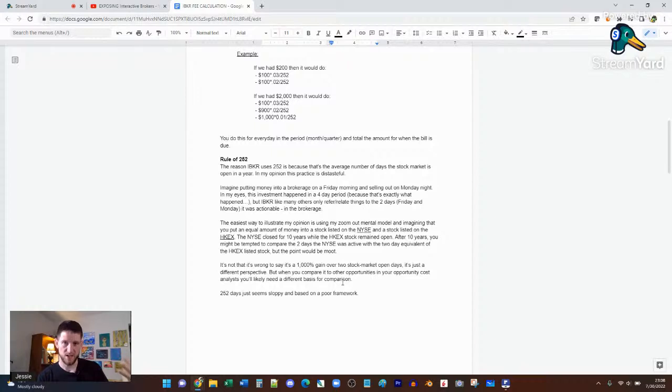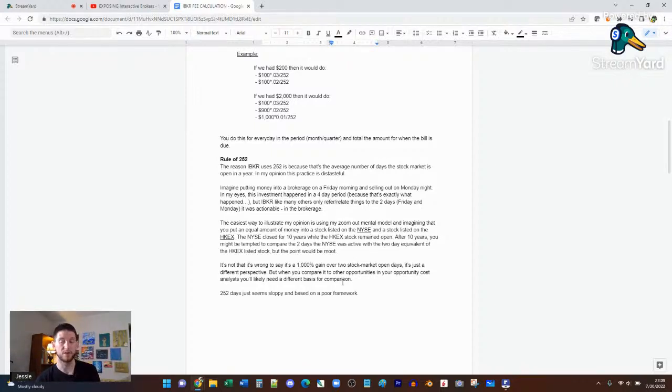Now, let's just say we're 10 years into the future, and we're trying to compare the performances of those two stocks. According to this fundamental way that Interactive Brokers is using 252 days, you might be tempted to say that that's a 1,000% gain over 2 days that the stock market was open. It's not wrong. It's a different perspective, but I don't think it's a very useful perspective, especially when you might be tempted to compare those 2 days that it was open and 1,000% gain to 2 days where the Hong Kong Stock Exchange was open.